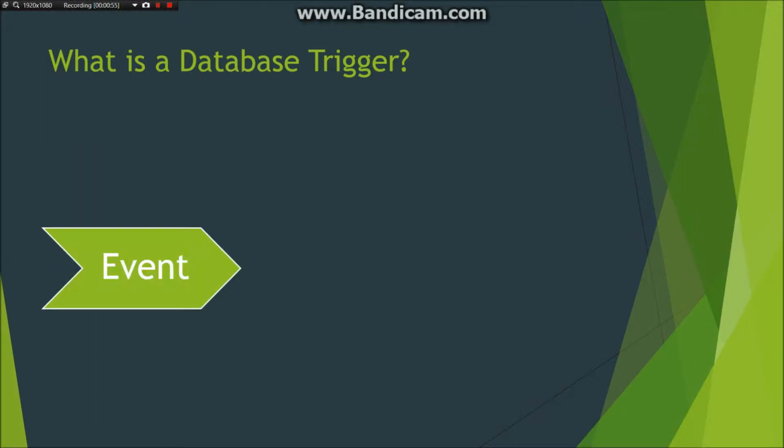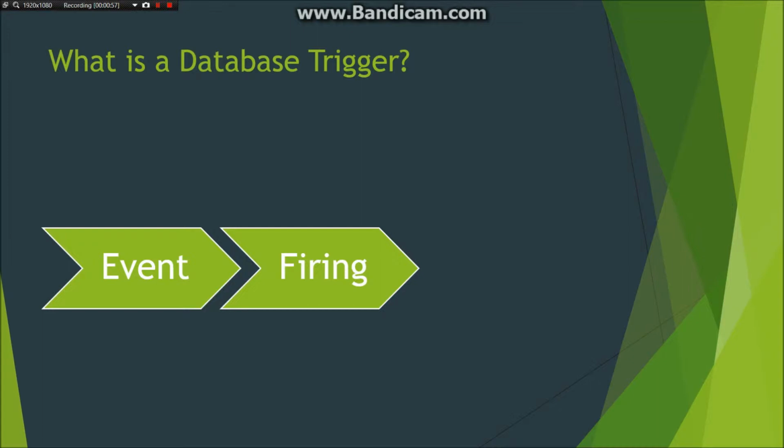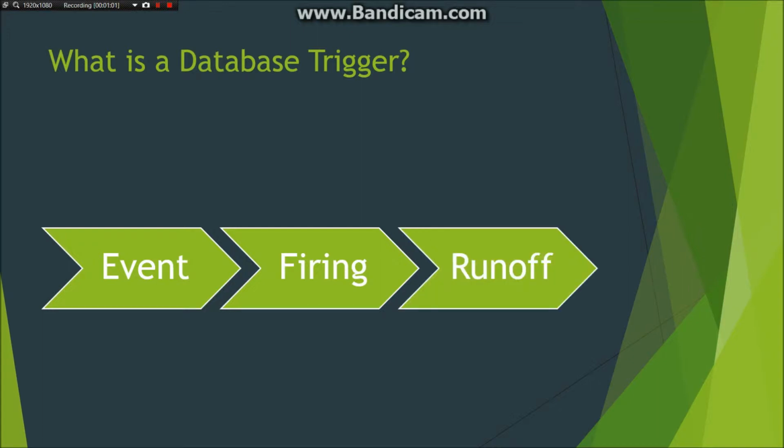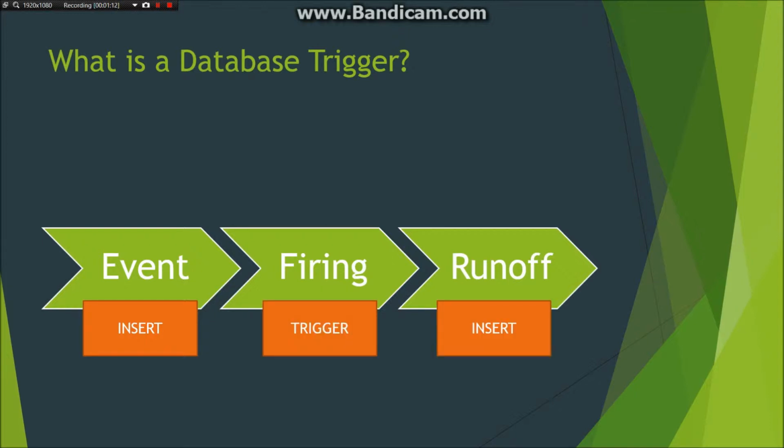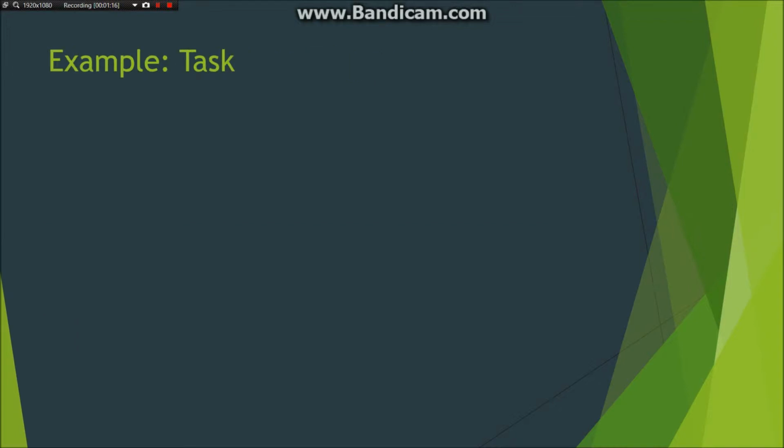But we will see an example. So there's an event which will fire a trigger, and the firing will cause a runoff. Let's see some examples for this: the event can be an insert, the firing is the trigger itself, and the runoff results in an insert also.